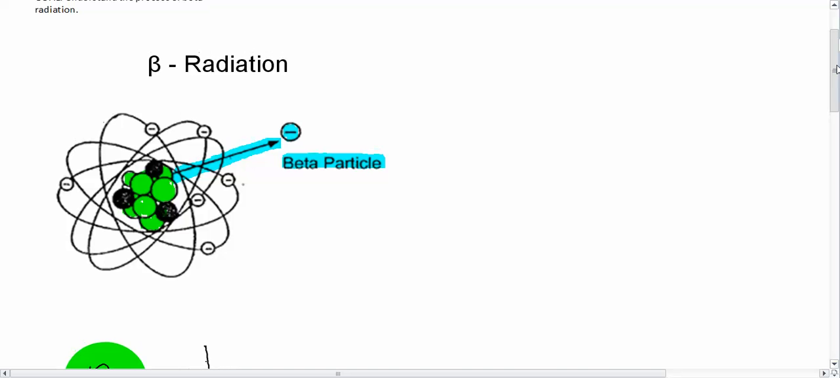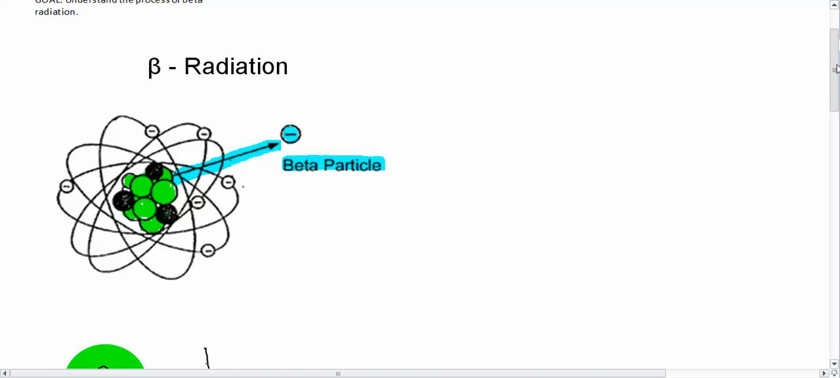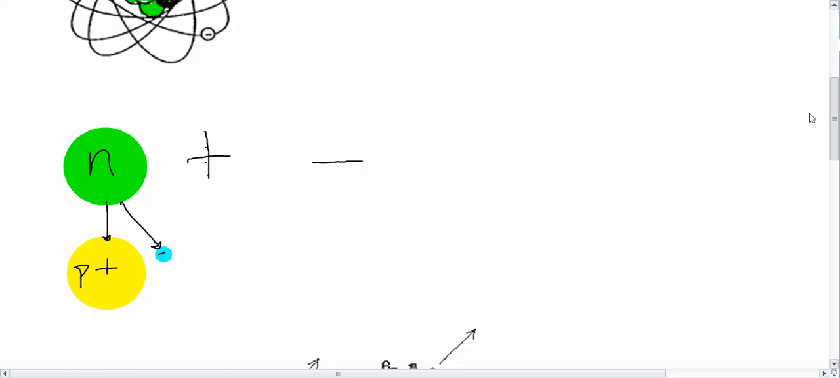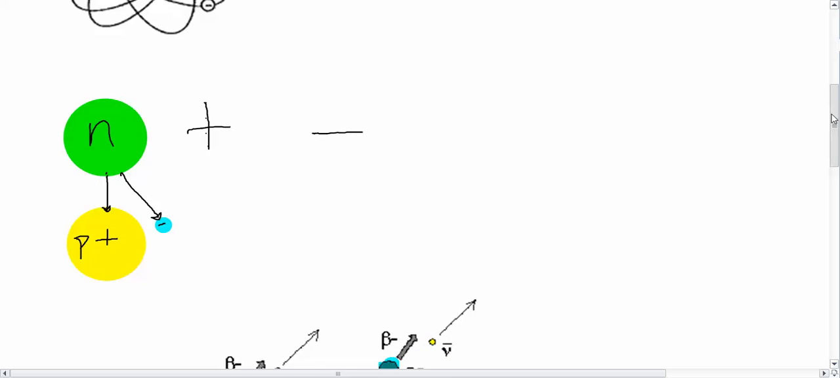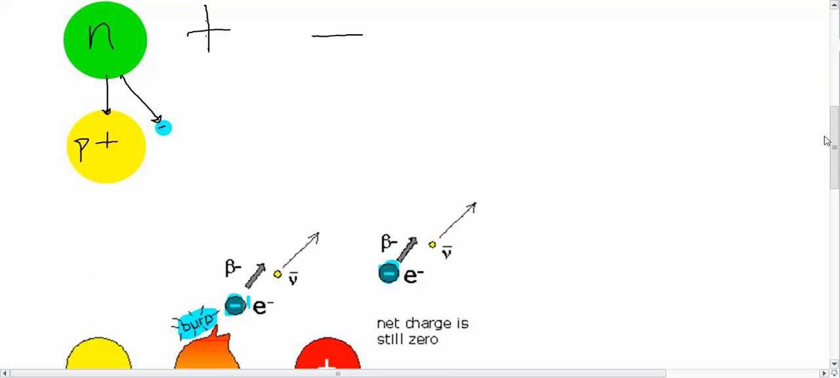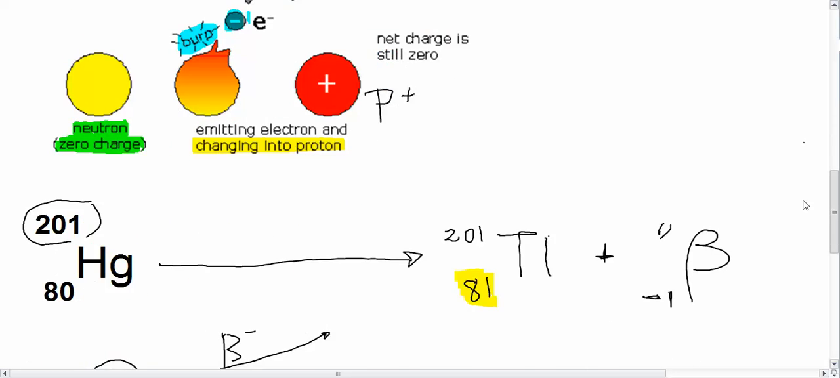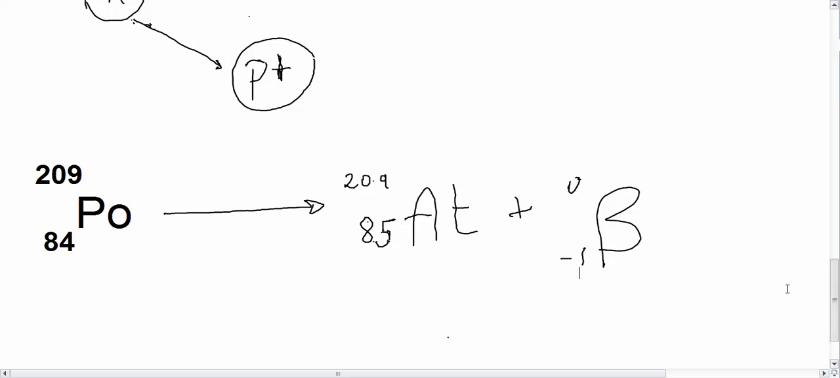So we talked about how it's strange to think of an electron inside the nucleus because electrons live outside the nucleus. And then I showed you how actually that electron, that beta particle, is coming from inside of a neutron, because a neutron is really just a proton and an electron smushed together. When that neutron gives off the beta particle, it turns into a proton. And then we apply all of that information to write nuclear decay reactions.